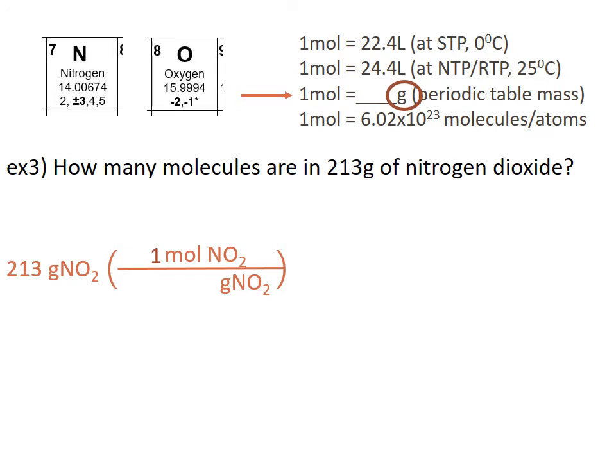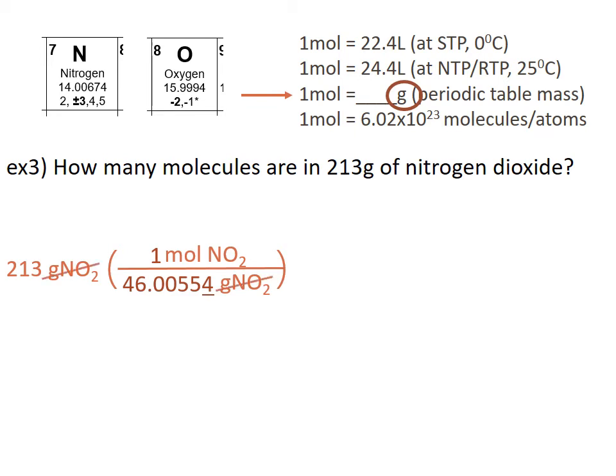So 14.00674 plus 2 multiplied by 15.9994 gives me 46.00554. I underline the 4 because it is not significant, because oxygen was only good to 4 decimal places. So when I added those masses together, it is only good to 4 decimal places.